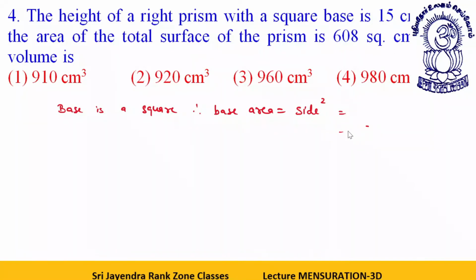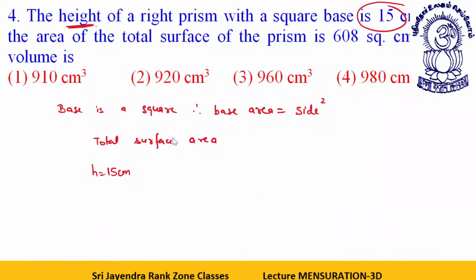This is wrong actually. Base area fine. Now what is the total surface area? Dear students, I just interpreted wrongly. This is square base. This height is 15. So you have the height is equal to 15 centimeter.